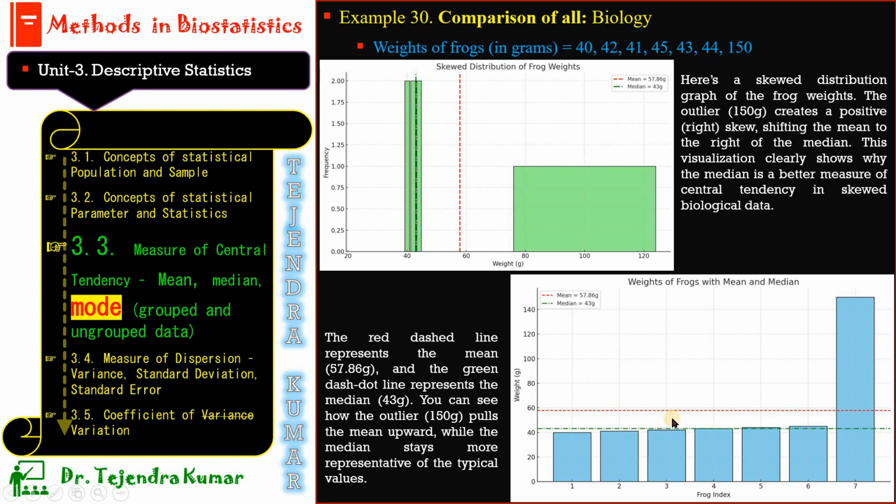We are always going to find the central value with the mean, median and mode, but here we are not able to find the central value because it is pulled outside just because of the one outlier, which is 150 gram. That's why mean is not appropriate for this type of values. The median stays more representative of the typical values, and that's why median is best for this kind of data. So you can apply all three types, mean, mode, median, but you have to figure out which method is better for your data.